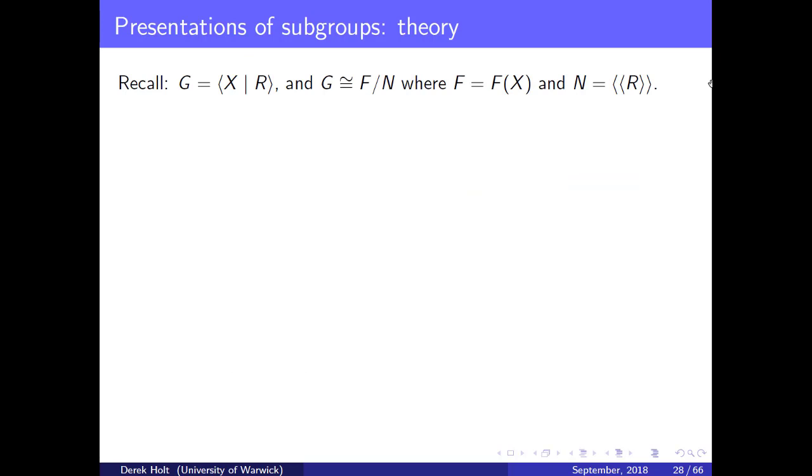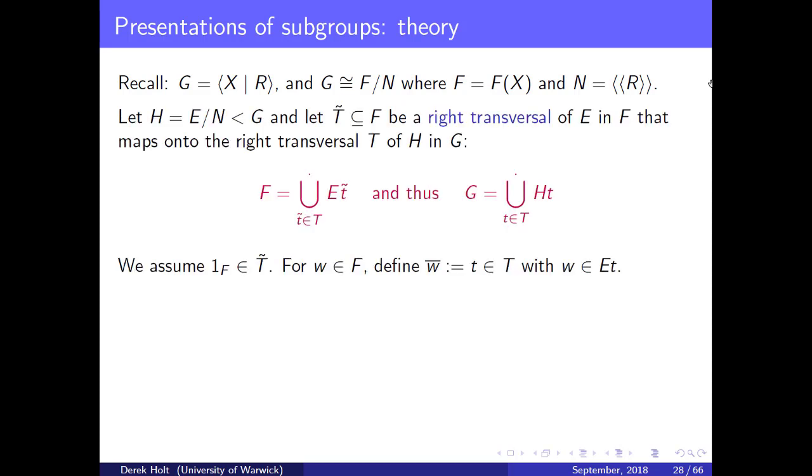So let me first very quickly run over the theory of this whole process. For the theory, the presentation and the index don't need to be finite. The general setup, just as usual: G is defined like that, so it's a quotient of a free group F by the normal closure N of the relators. So we've got a subgroup H of G, and its inverse image in the free group we'll call E, so H is E over N.